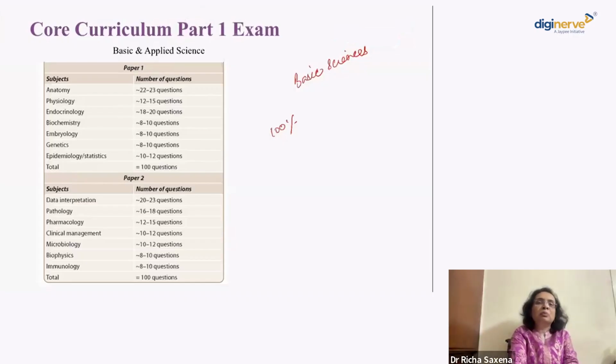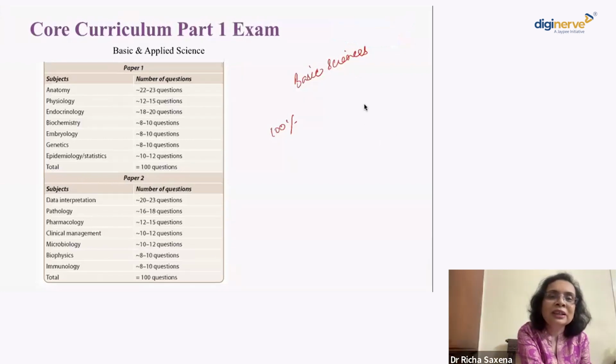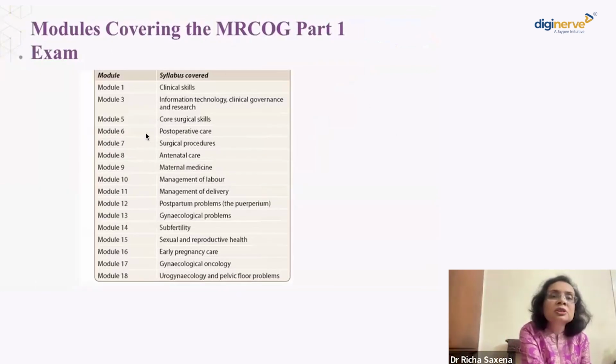Now you have 1 week. So make sure you have addressed all the subjects. So wonderful. Most of you are doing that. That is wonderful. So this is just to give you a glimpse of the syllabus which is covered in MRCOG Part 1.